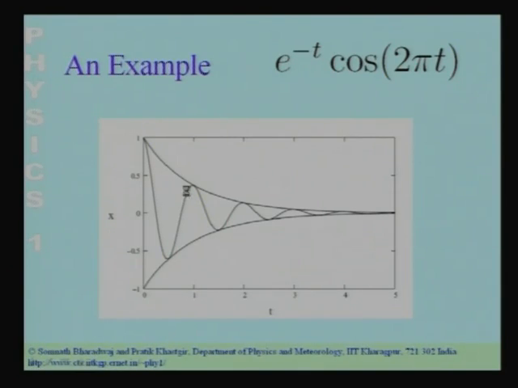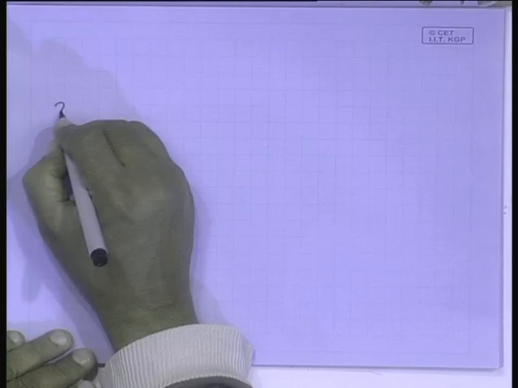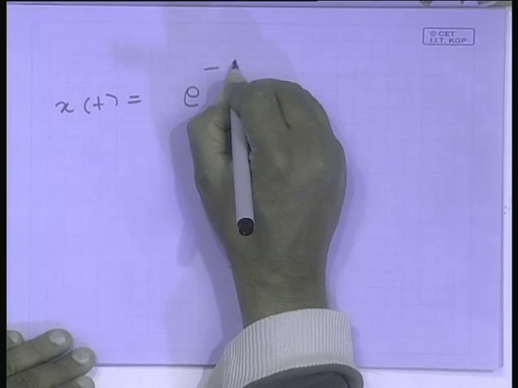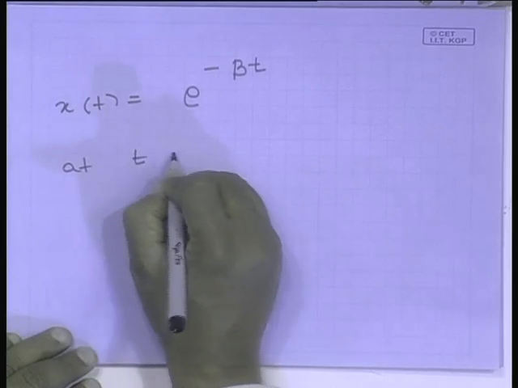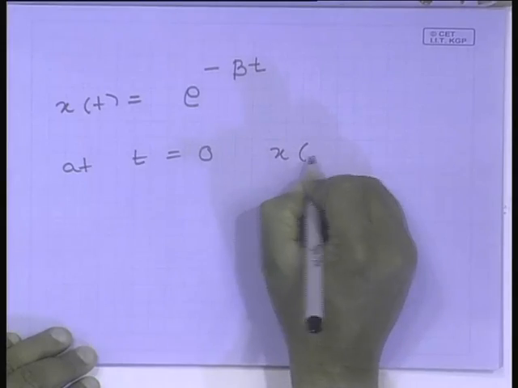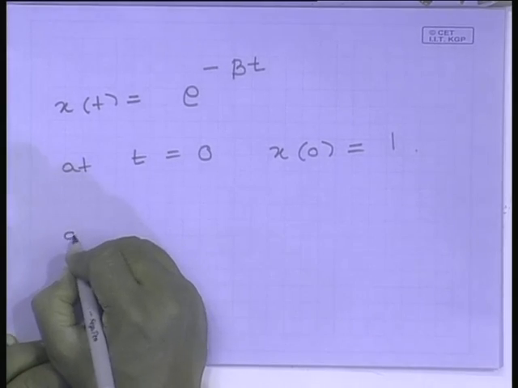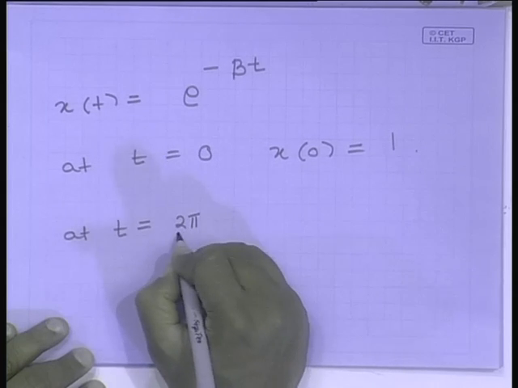In general, the time period is 2 pi by omega. So, if you ask the question how much does the amplitude go down in the time period of the oscillation, the amplitude of the oscillation falls like this. At t equal to 0, we have x0 which is equal to 1, and after a time period, that is t equal to 2 pi by omega.